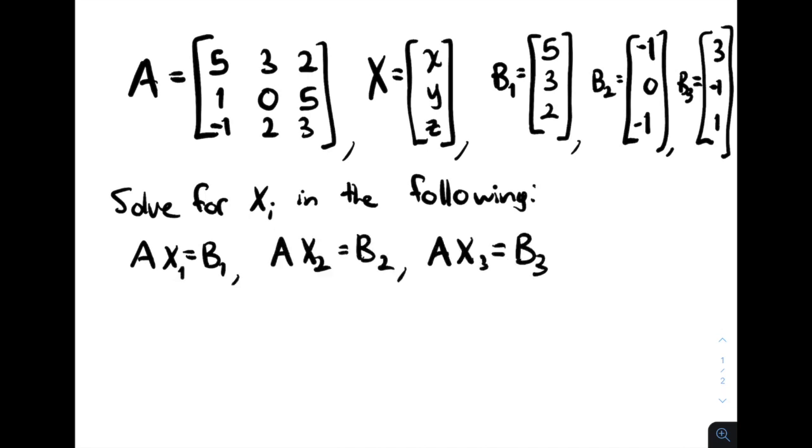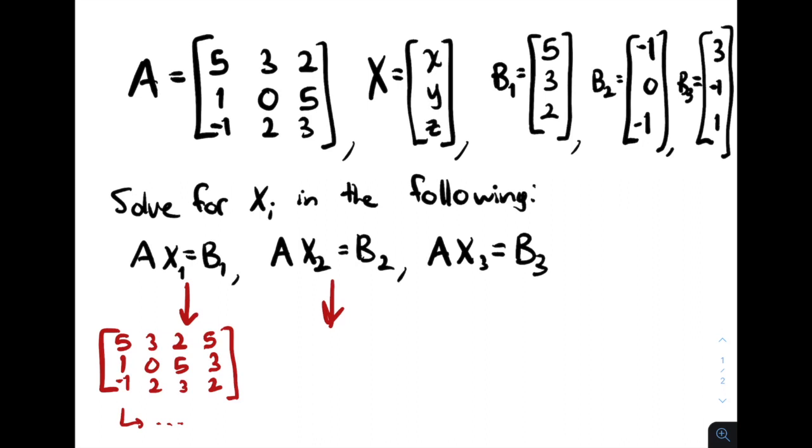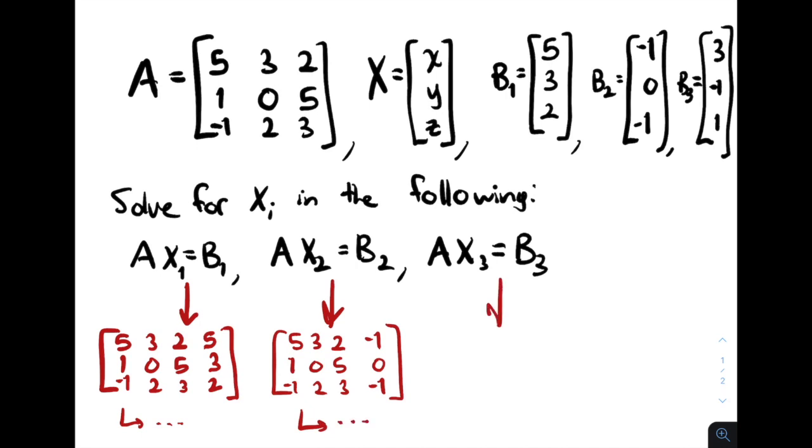At this point, we could solve this problem using augmented matrices. The first, our augmented matrix, would be 5, 3, 2. And our second, we could do it again. We would go through our Gauss-Jordan elimination, and we could do it again for this third.